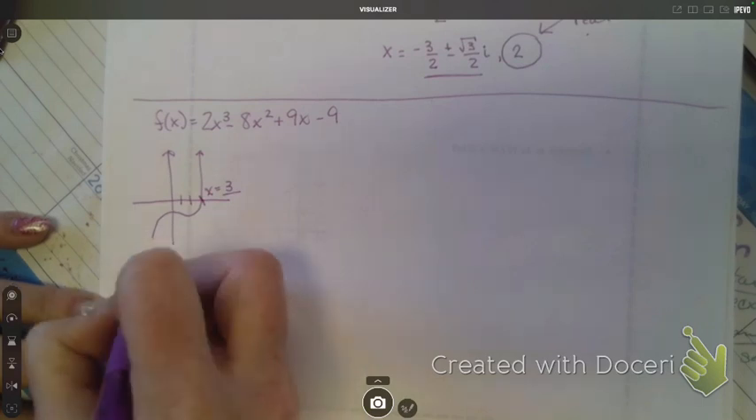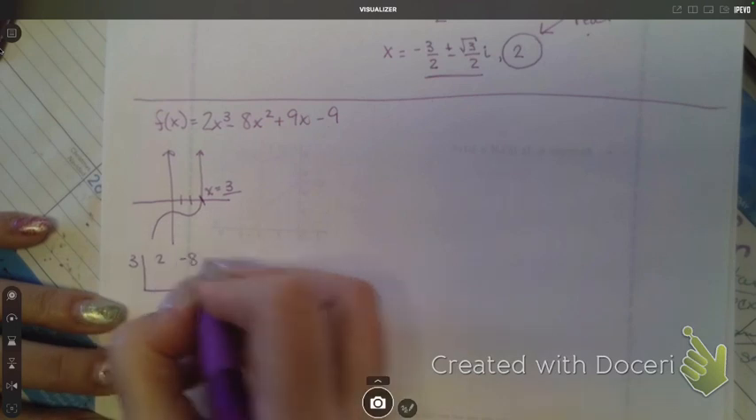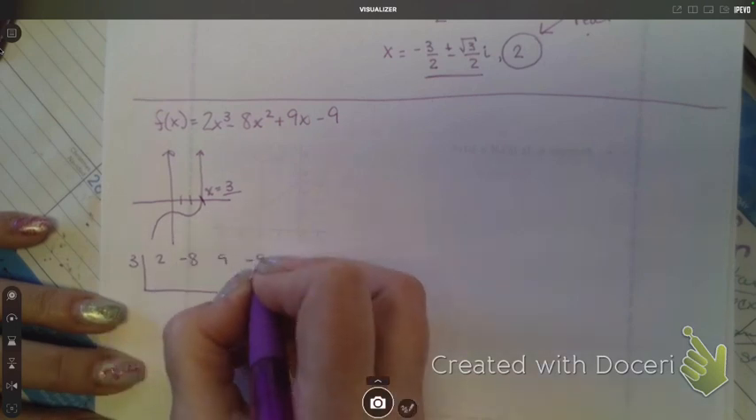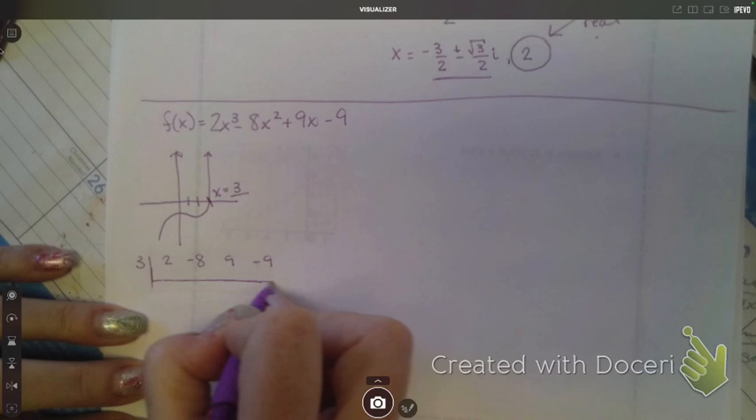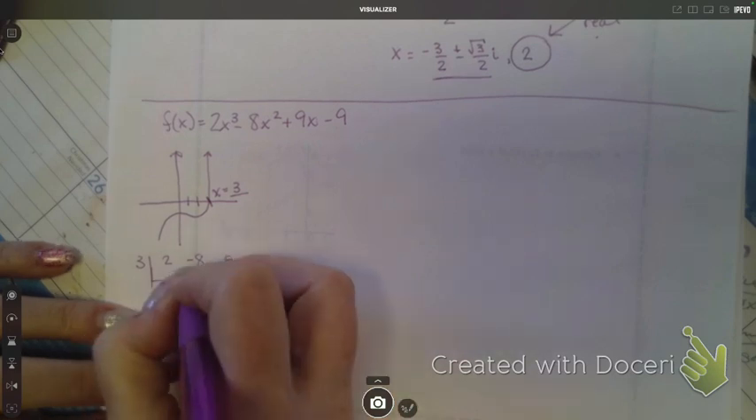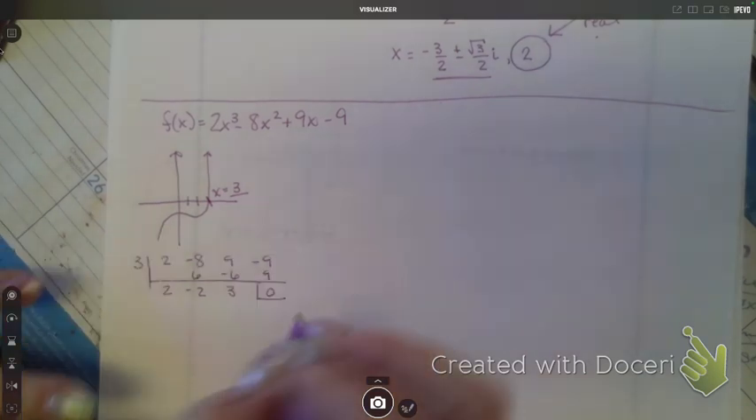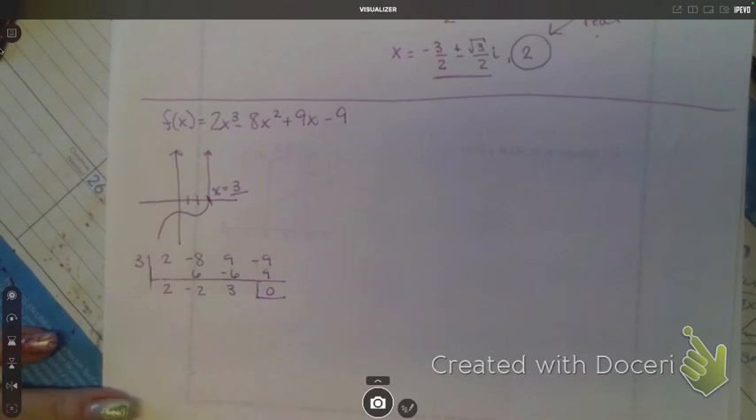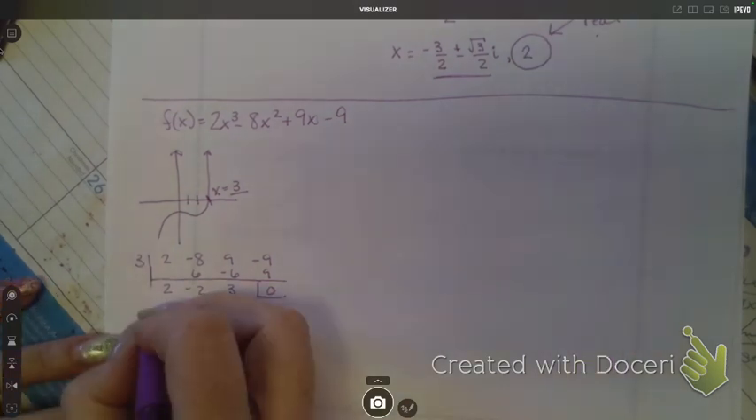So you do it, I do it. We better get the same thing. And we better get a remainder of 0, yes? Because it crossed the x-axis at 3, it's a zero, so that means the remainder will be 0. 2x squared minus 2x plus 3.